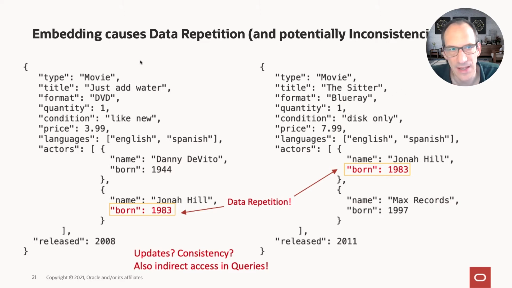Another example is that this business of embedding data causes data repetition. In our example, our movies have an array of actors, and we just had the names of these actors in this array. But what if you wanted to store more data inside here, for example, when an actor was born? Now you would have to repeat this for every data set here, for every actor.